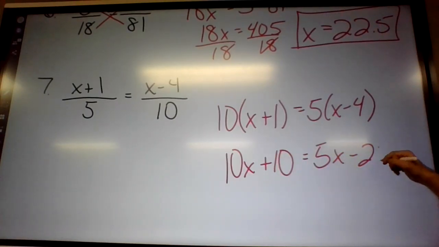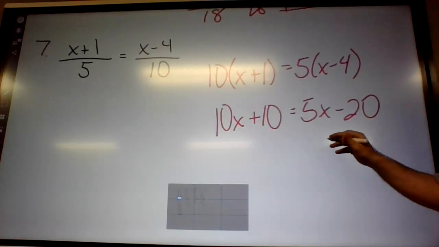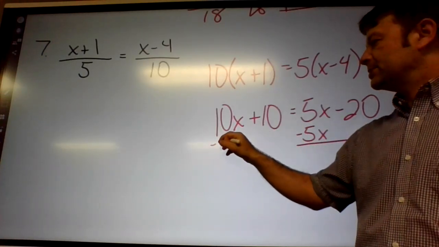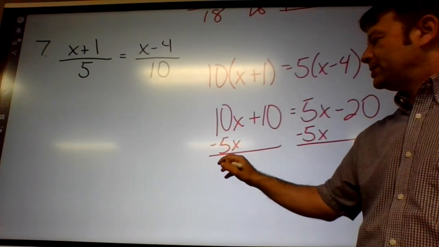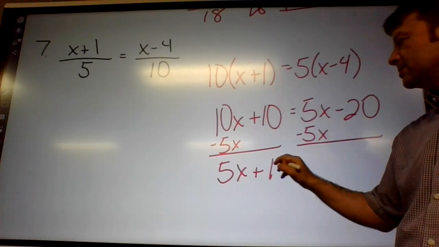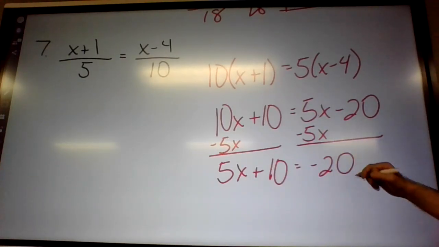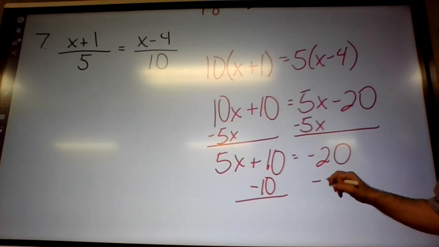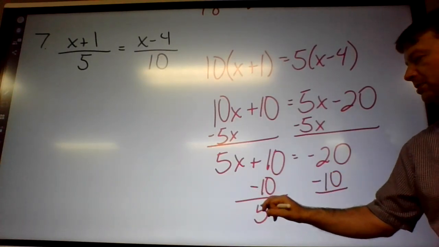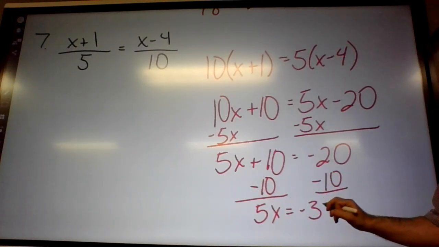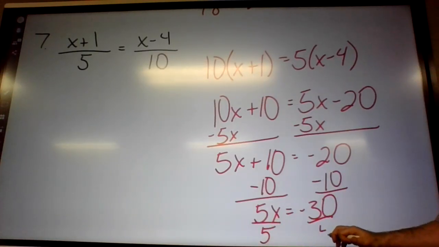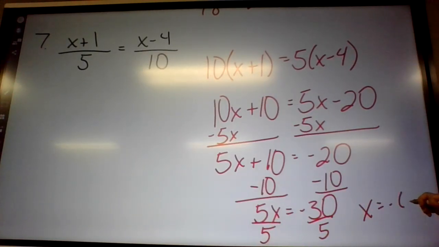What do we do when we have x's on both sides? You move them. You get rid of them on one side. So minus 5x would eliminate the x's from the right side. Negative 20 minus 10.